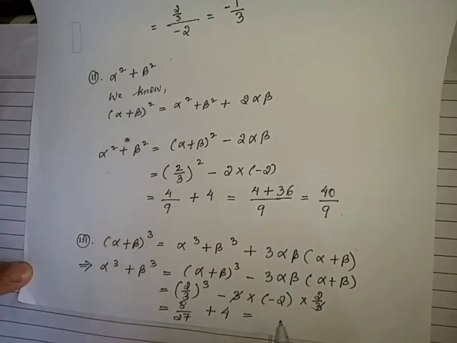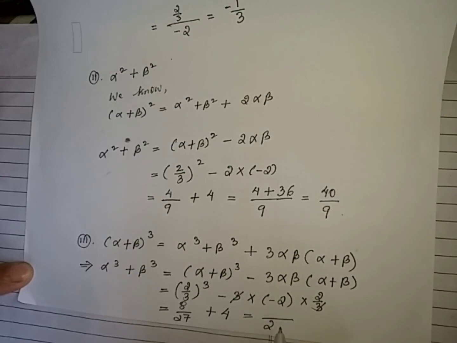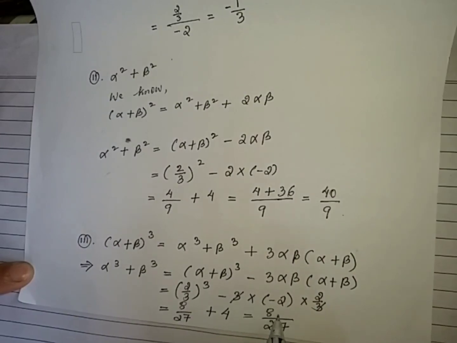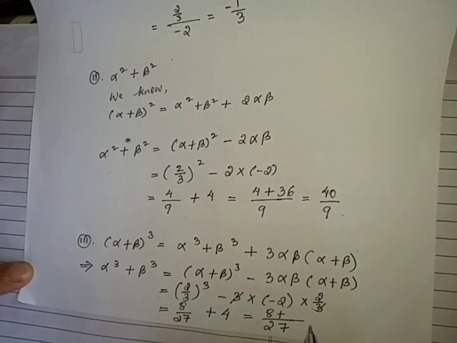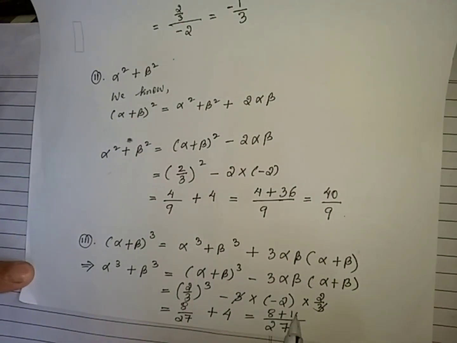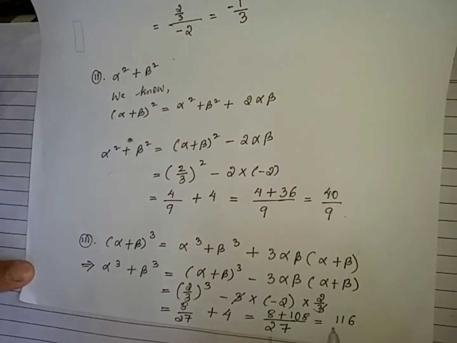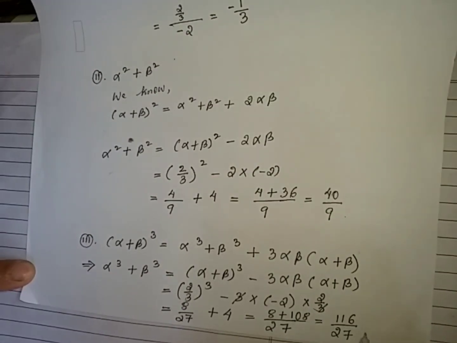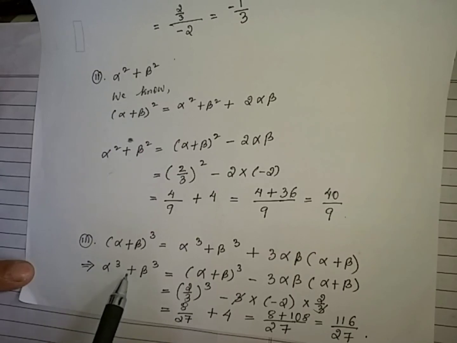And if we take the LCM, it will be 27, 8 plus 108, which is equal to 116 by 27. So what we get is alpha cube plus beta cube is equal to 116 by 27.